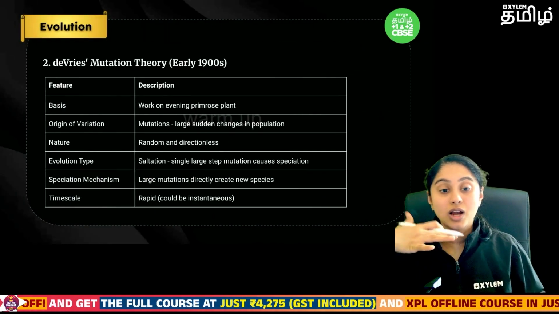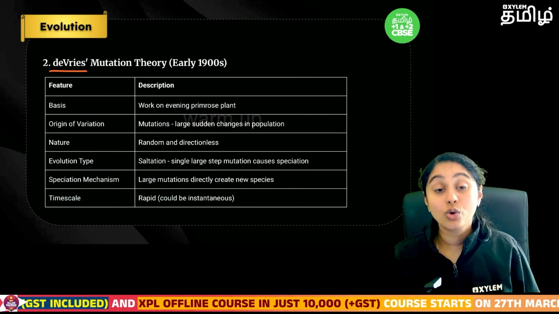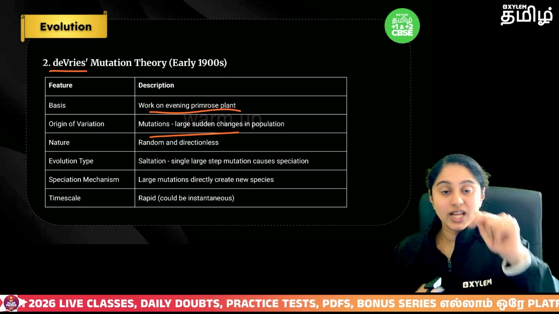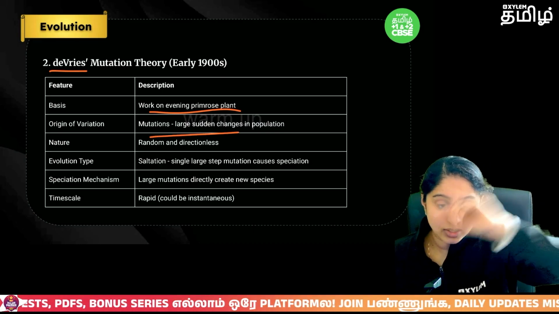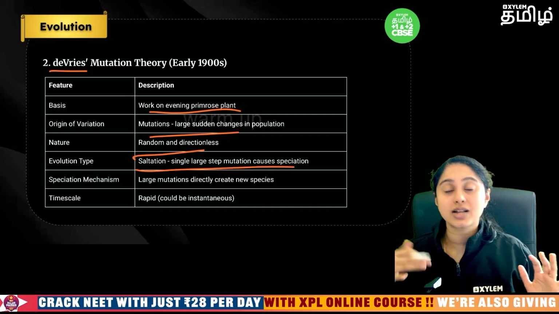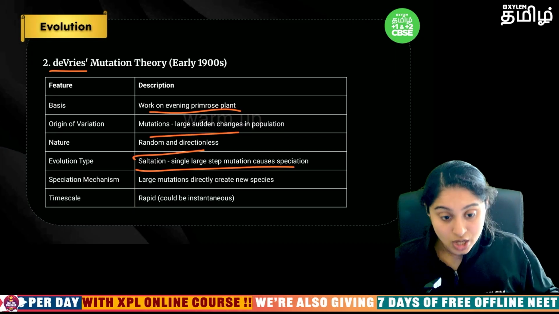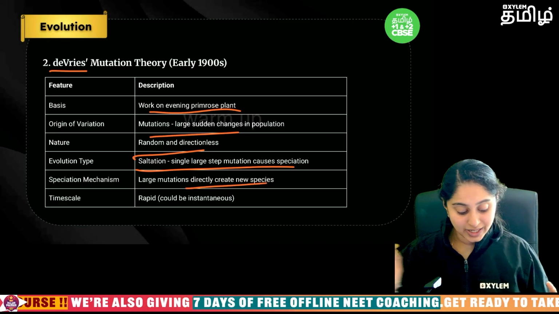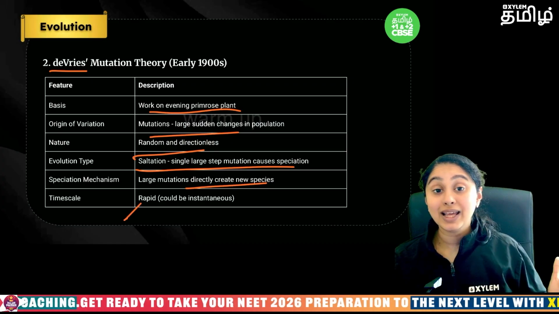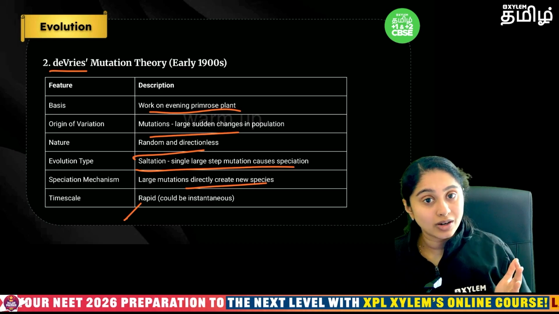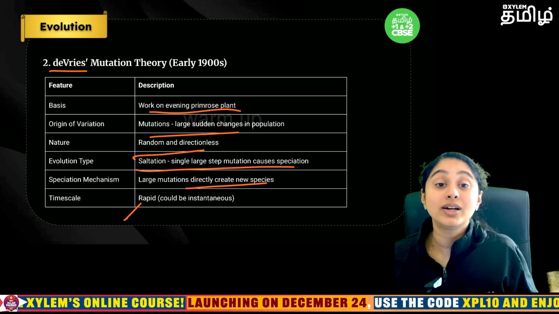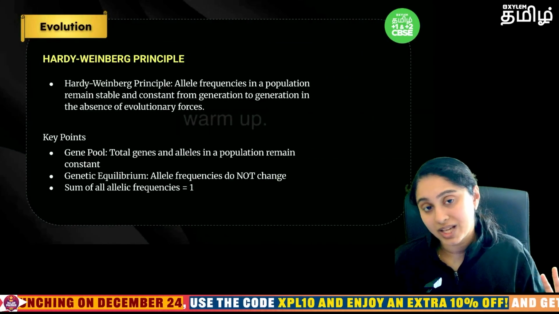But we had a stark opposite, one guy called De Vries. Hugo De Vries said that is wrong. He was working on the primrose plant and he said mutations will happen. One large sudden mutation will happen. This is random and directionless. This single large-step mutation we call saltation. These large mutations will create a new species rapidly. But the problem is, it can be favorable or it can be unfavorable. We don't know. It can be something we want or don't want. We cannot control the direction. It is random, is what he said.